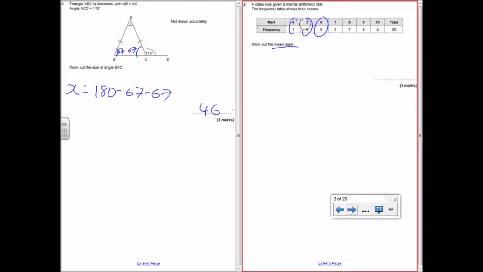and so on. So to work out what everyone's marks add up to, we simply do 4 times 1, add 5 times 3, add 6 times 5, add 7 times 2, add 8 times 7, add 9 times 8, add 10 times 4. So total marks is what we get when we add up all those numbers, which is 231. And the total number of people is 30.